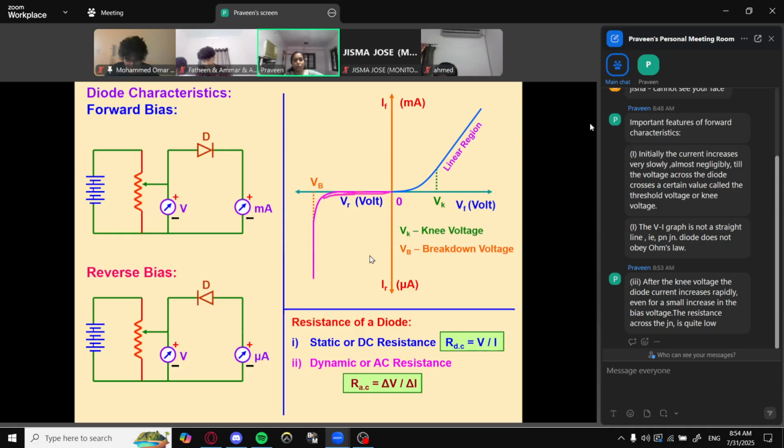It's a junction. For a PN junction, it is not obeying Ohm's law. Now after knee voltage, the current will be increasing very rapidly, so the resistance across the junction is very low. 3 points you need to write. Put the heading like important features of forward characteristics.